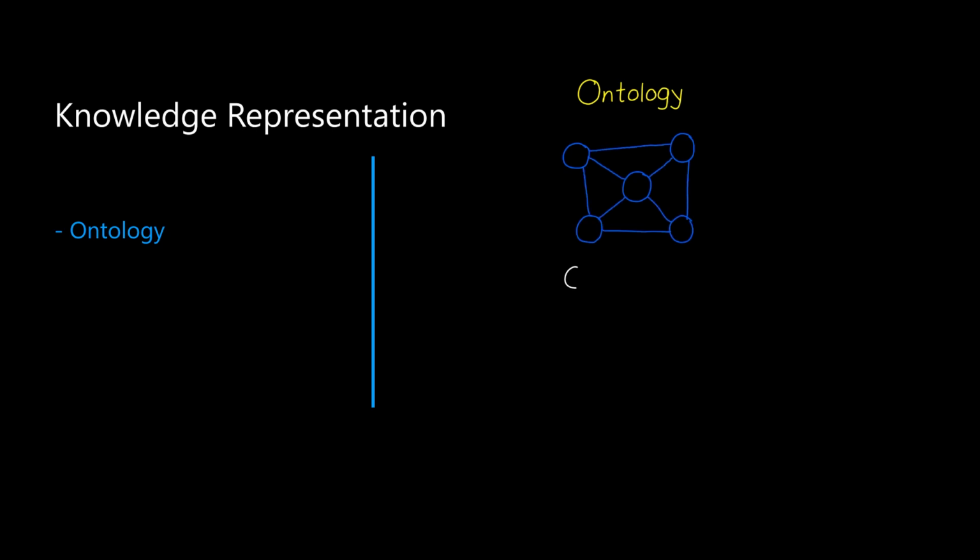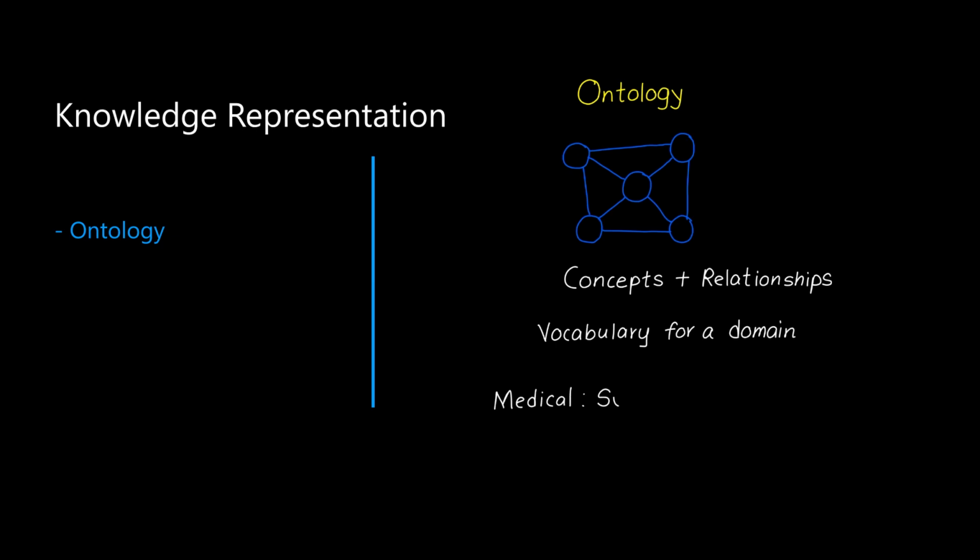Let's move to knowledge representation and reasoning. Ontology is a method for organizing knowledge by defining concepts and relationships between them. Think of it like building a vocabulary and grammar for a specific domain. Medical ontology defines what symptoms, diseases, and treatments are, and how they relate.